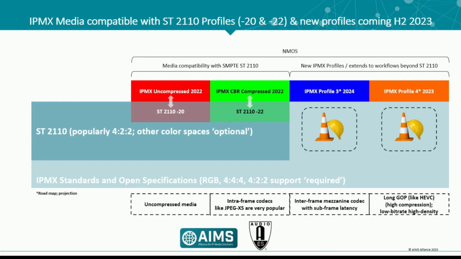Now, in addition to expanded color space support being mandatory, there are some additional profiles being added to serve the needs of Pro AV and IT with these standards. So additional mezzanine codecs, as well as high compression options such as HEVC and H.264, are possible with IPMX. So the type of network conditions that are possible with IPMX allow for expanded compression options, and we're going to cover that.